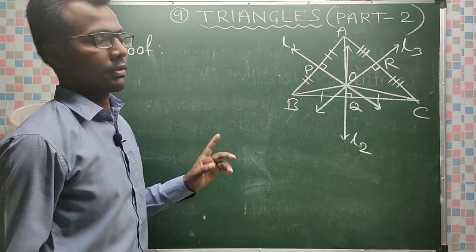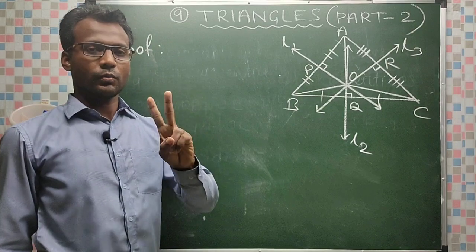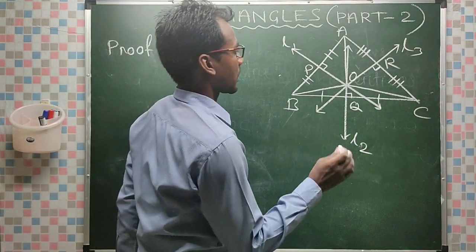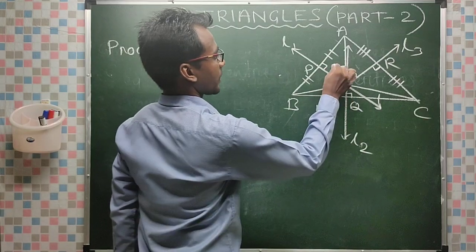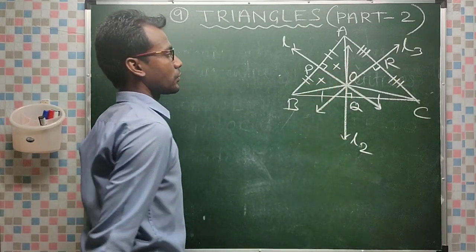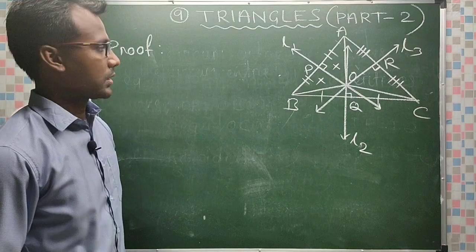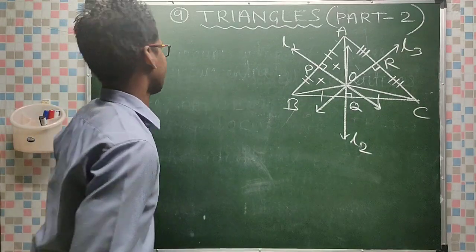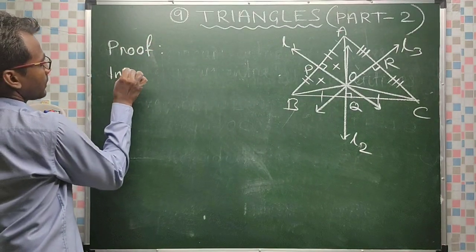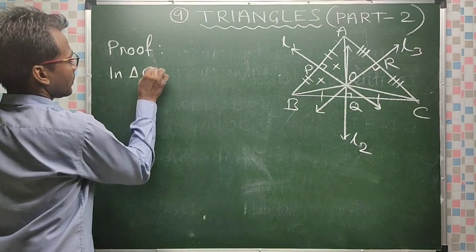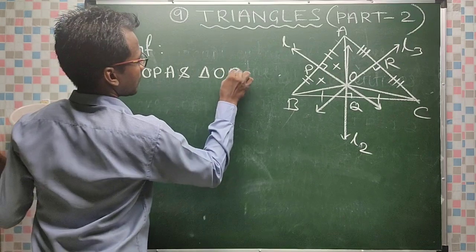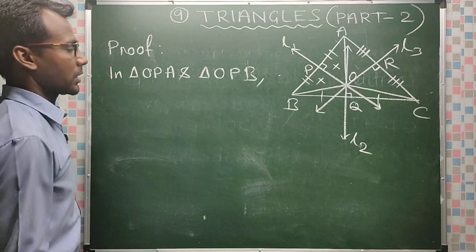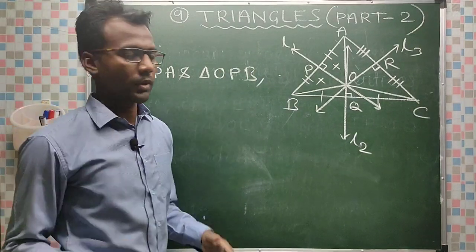Okay. Our first target are OA and OB. So if you want to prove equality between OA and OB, you have to take these two triangles, OPA and OPB. Okay. In triangle OPA and triangle OPB, okay, let us see how we can prove congruency.